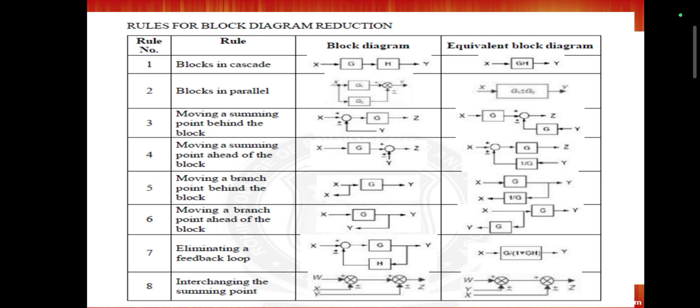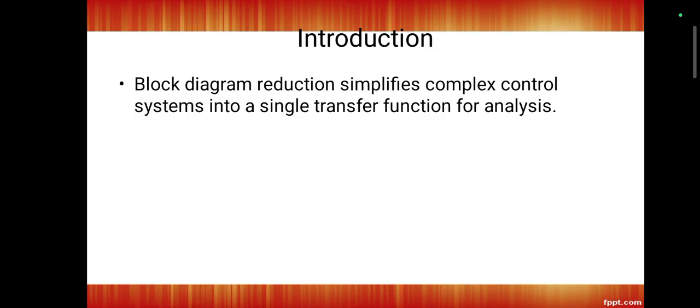The rules for blocks connected in cascade and the equivalent block diagram will be like this. G and H are there, then the equivalent block diagram will be GH. Here G1, G2 are connected in parallel, which means G1 plus or minus G2. Moving the summing point ahead means this summing point will be moved ahead of the block, and summing point behind is like this. So these are all the equivalent circuits.